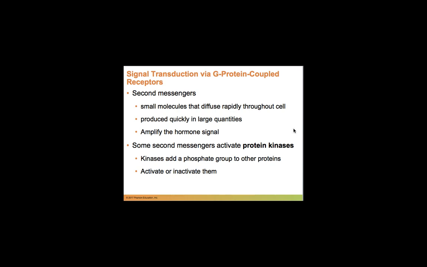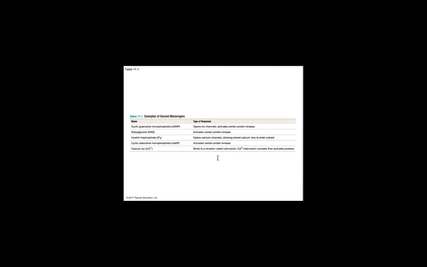Now, some of these second messengers can activate protein kinases. Kinases are enzymes that add phosphates to other proteins. Usually when we add a phosphate, we're either activating or deactivating that protein by changing its structure. So a kinase is an enzyme that adds a phosphate group to other proteins. Through addition of that phosphate, we can either activate or inactivate that protein. So here are just some examples of second messengers. We have inositol triphosphate, IP3, cyclic guanosine monophosphate, cGMP, and calcium ions. So just be familiar that they're small.